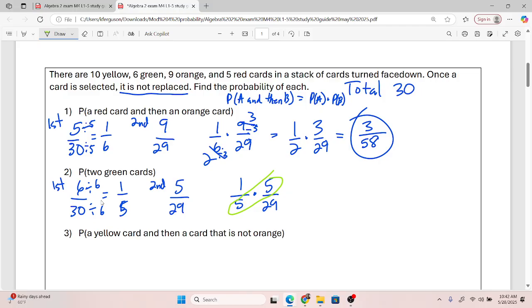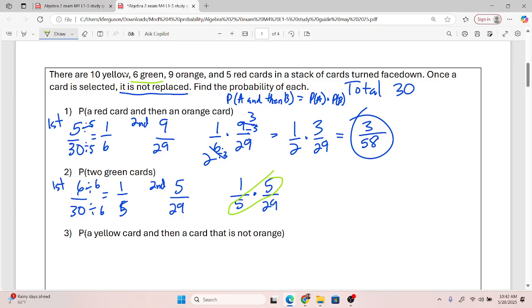Okay, allow me to say it again. You start with 6 green cards, right? This is the probability that you get what you want. Because there's 6 green cards out of 30, it's 6 over 30 as my probability, right? And I can reduce that to 1 over 5. So that was the first thing.